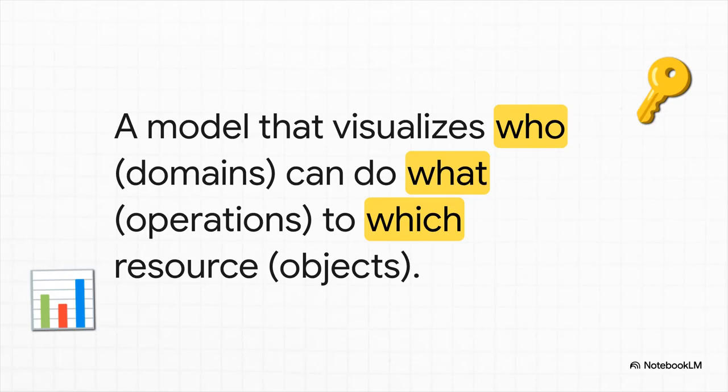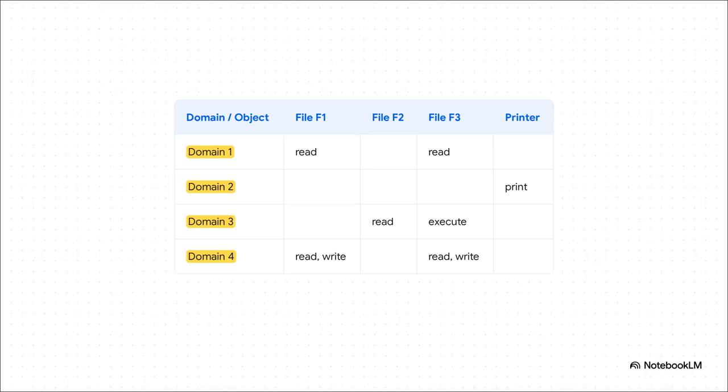The access matrix is this beautifully simple model. It's basically just a grid, a table, that clearly and logically maps out every single permission in the entire system. It answers that fundamental question of protection. Who is allowed to do what to which resources?